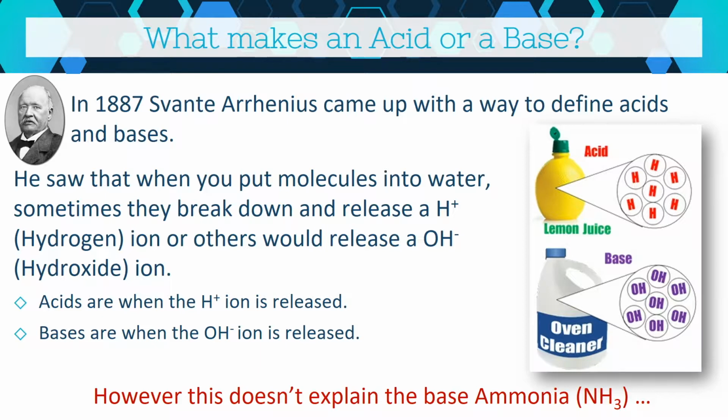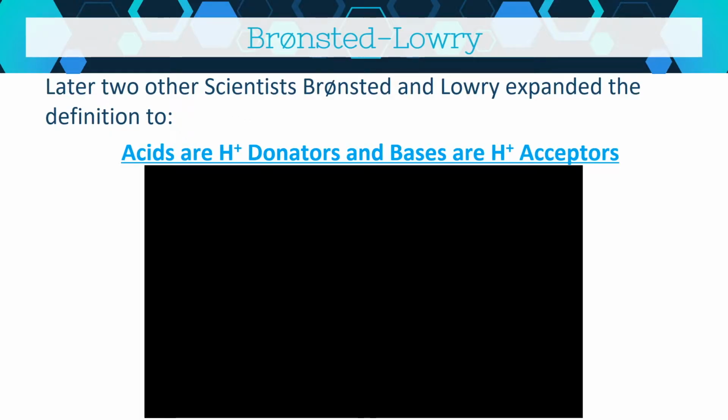Now, this is all fine and dandy until we come across a very well-known base called ammonia. Ammonia has the chemical formula NH3. There's no oxygen in it. So how does it act as a base when it can't release an OH ion because it doesn't have the oxygen to release? Along come a couple of other people, Bronsted and Lowry, and they explain the definition: acids are H plus, or proton donators, and bases are proton or H plus acceptors. I have a video here going over this in a bit more detail.